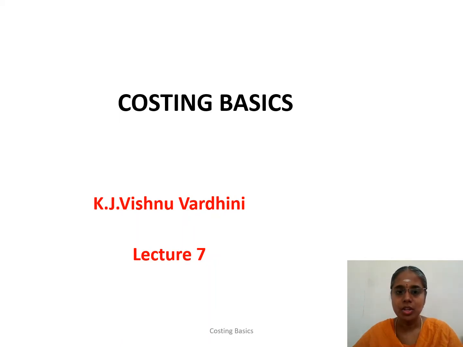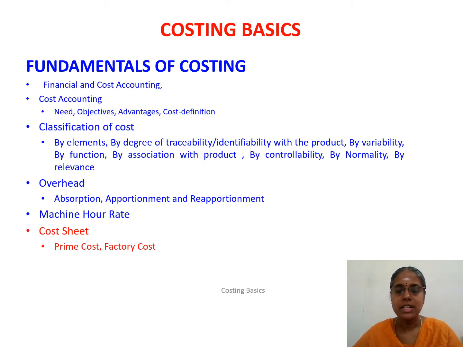To the 7th lecture on understanding the basics of costing. We have already seen the fundamentals, the differences between financial and cost accounting, the cost accounting principles, need, objectives, and various definitions. And next, a detail of the various classifications of cost by elements, traceability, variability, function, and other classifications. And next, the details on how to do the apportionment and reapportionment for absorbing the overheads was also understood. And then machine hour rate calculation was done in the last lecture.